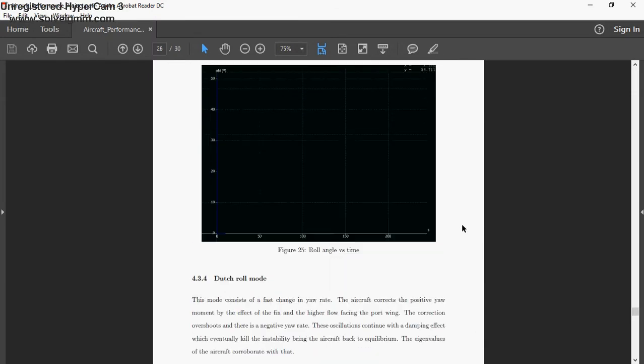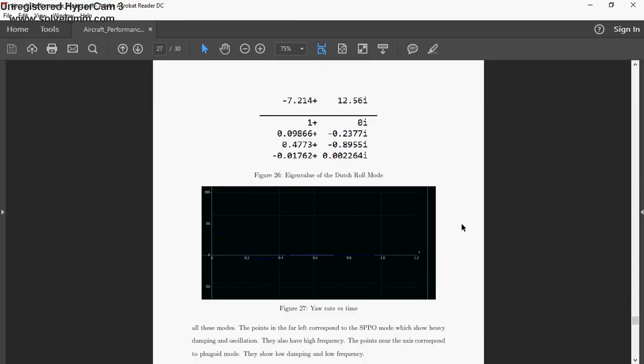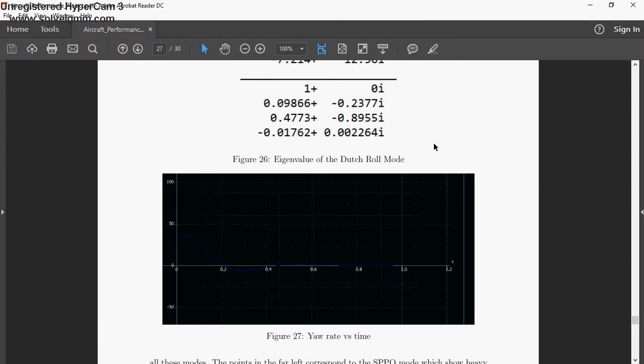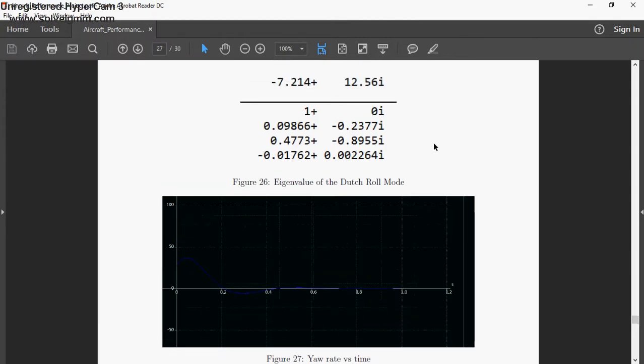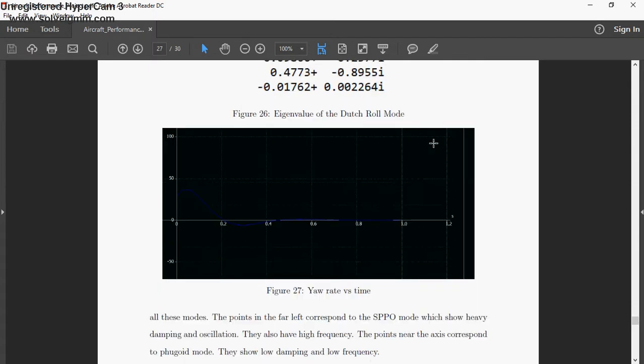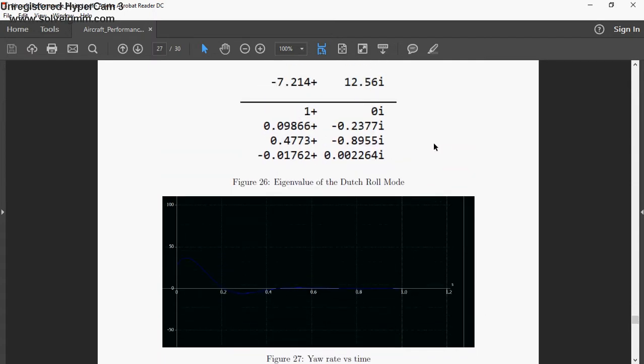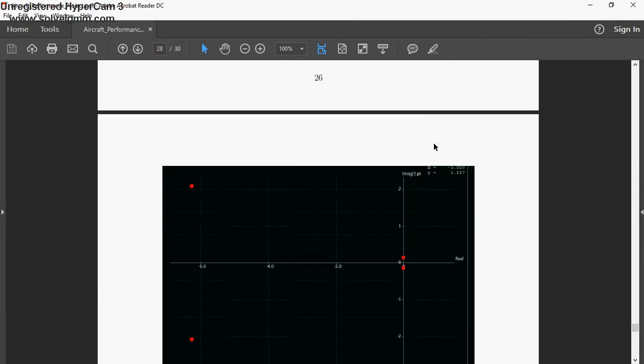So there is oscillation in this mode. There's also damping in this mode, fairly large. And we expect the eigenvalue to have a negative value and an imaginary value, and that is what we have over here. Now, looking at these graphs, we can see the oscillation in the initial stages of the mode, and then how it just dies down and brings the aircraft back to stability.